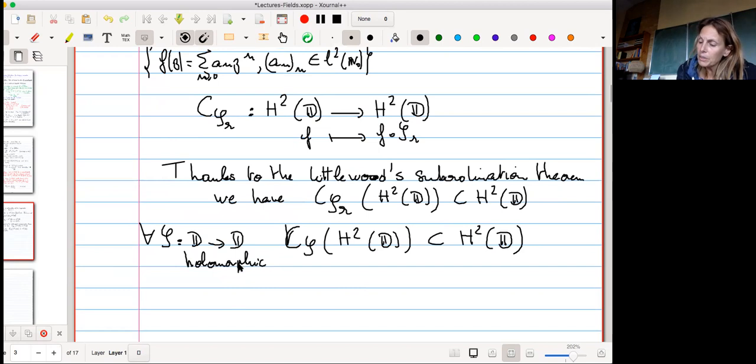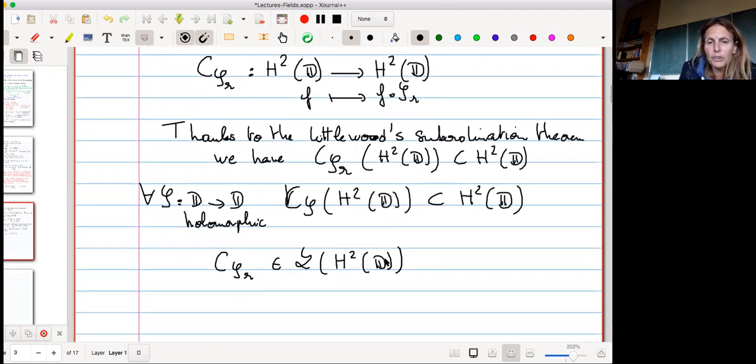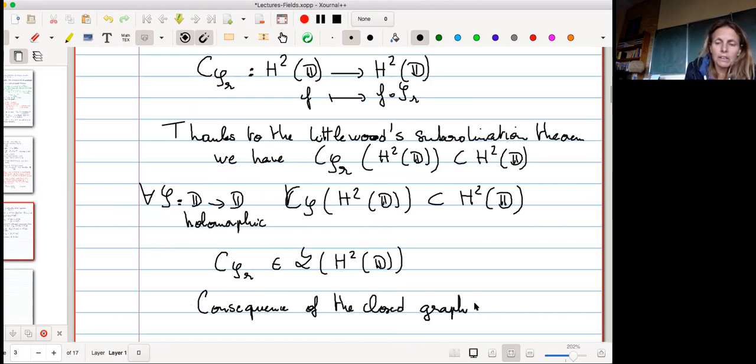Another remark, which is very useful, is that such a composition on H2 is linear and bounded. In fact, the linearity is obvious, but it's also bounded. And this follows from the closed graph theorem and the fact that C phi of H2 is included in H2. So this is a consequence of the closed graph theorem.